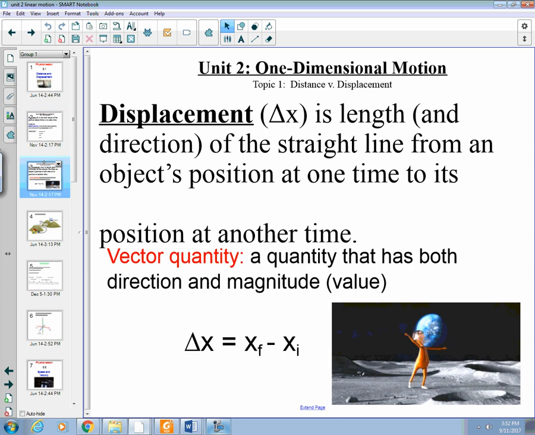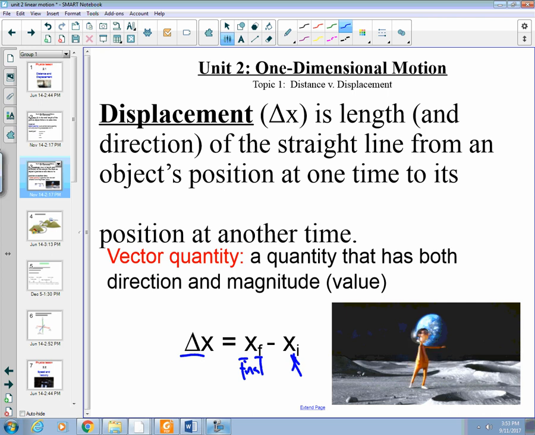That is different from displacement, delta x, which is going to be the change from your initial position. So on the formula here, we have delta x, which is our formula for displacement, and that is final position minus initial position. So this subscript f means final, and this is initial, or where we started from.